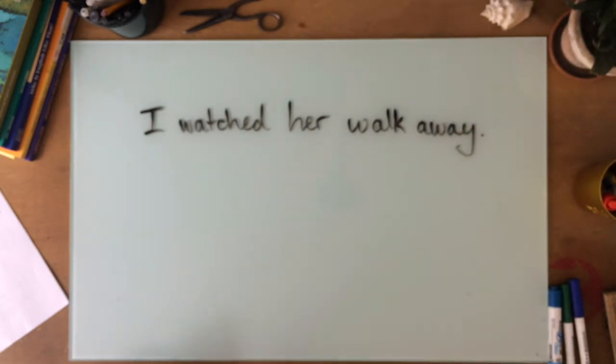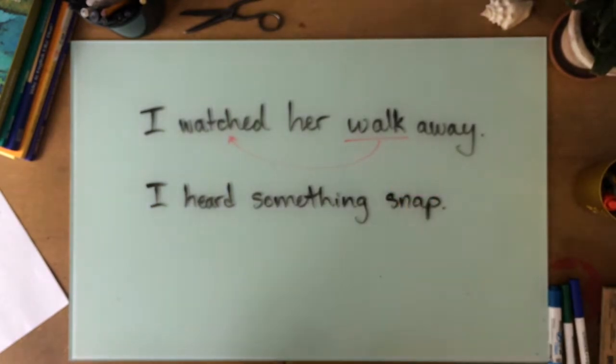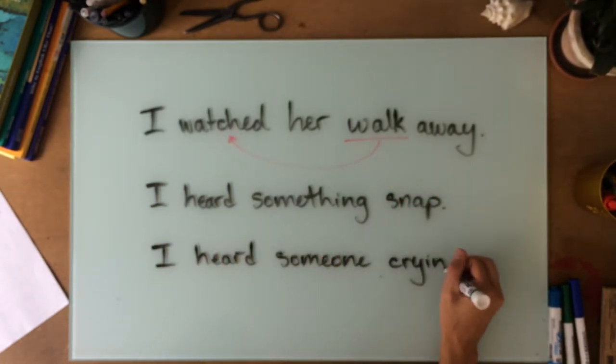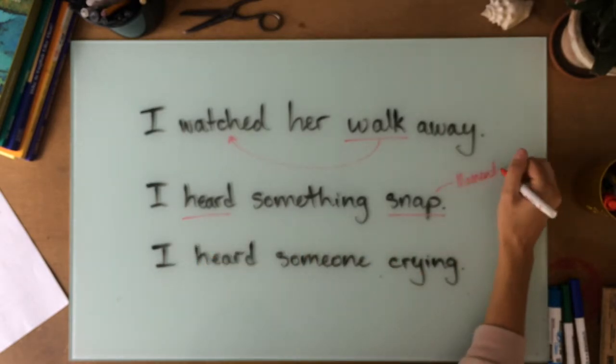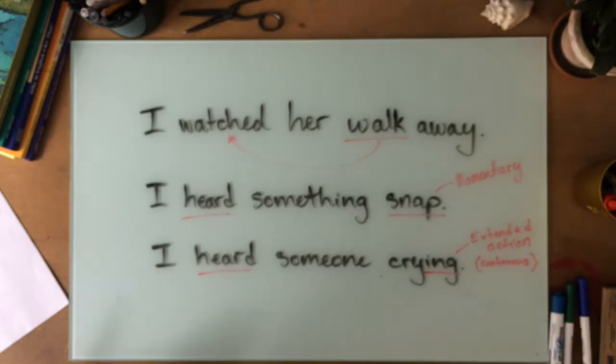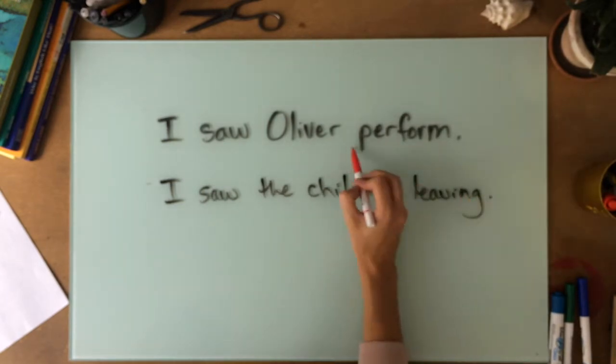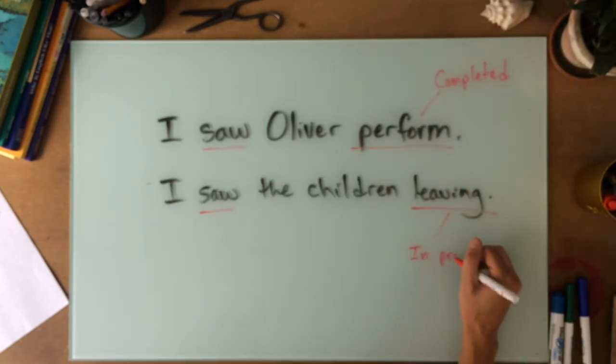I watched her walk away. Here I use the verb base after a verb of perception. I want to take a look at 2 more examples of verbs of perception here real quick, because remember I told you verbs of perception can be followed by the verb base or sometimes the gerund. We use the verb base when the action is momentary, and we use the gerund when the action is extended. Or another way to say the same thing is that we use the verb base when the action is completed, and we use the gerund if the action is in progress or continuous.